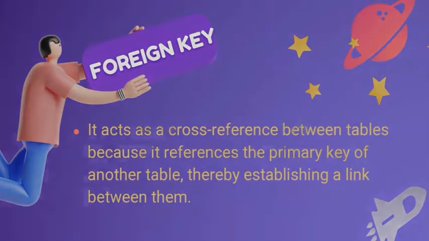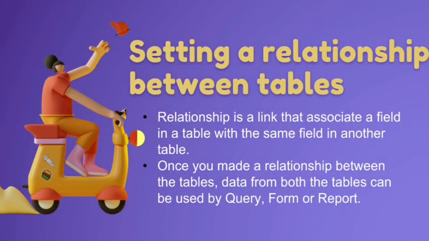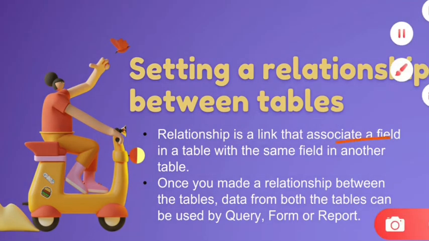Now move ahead to the next heading, that is how we can set a relationship between tables. A relationship is a link that associates a field in a table with the same field in another table. Once you make a relationship between the tables, data from both tables can be used by a query, form or report. Because if you make a relationship between the tables, we are able to retrieve the information from the tables which are in the relationship.